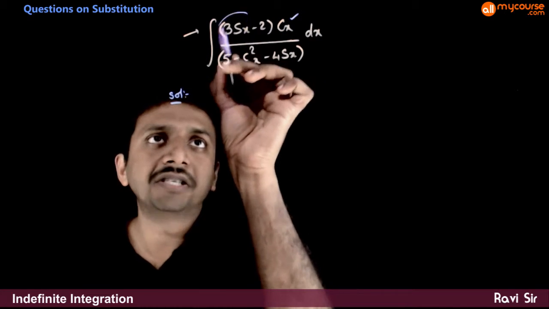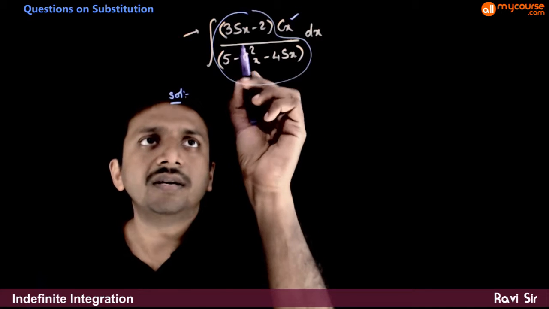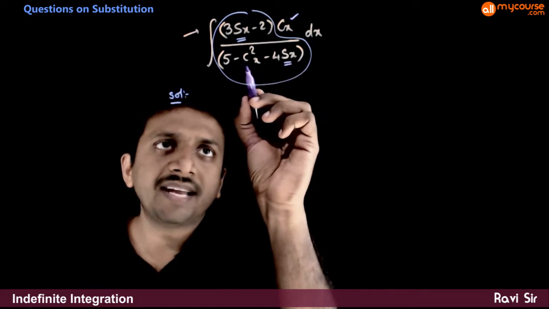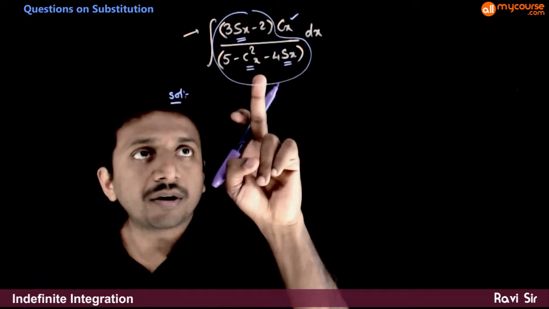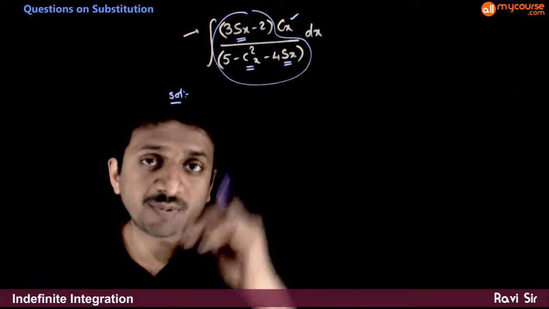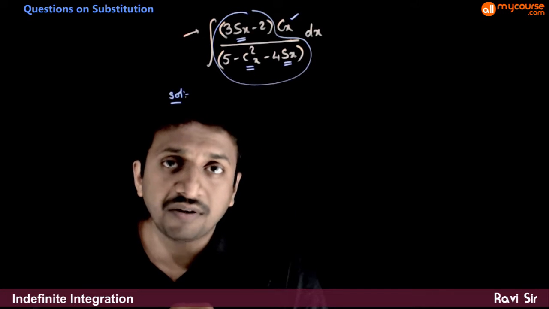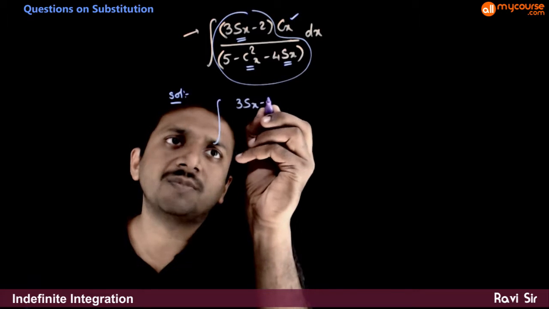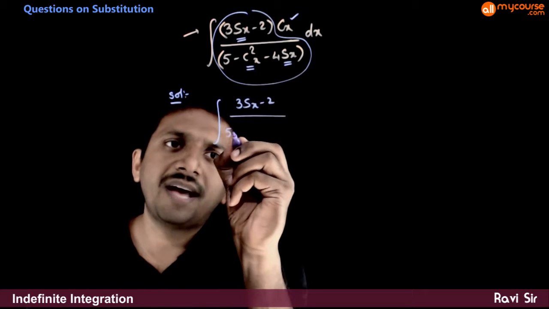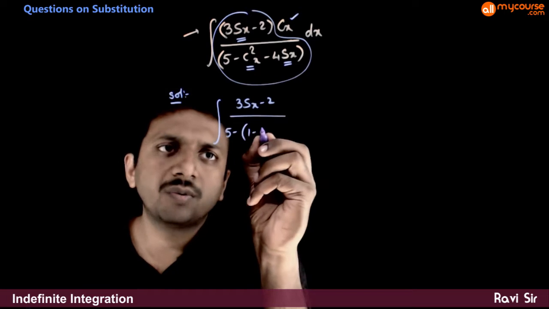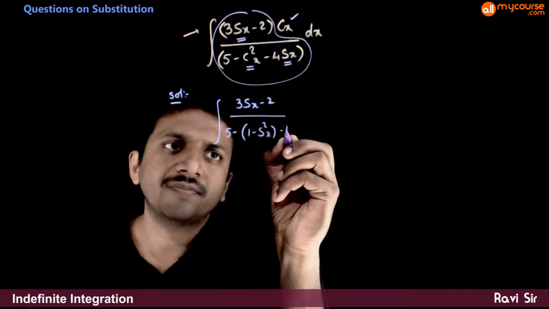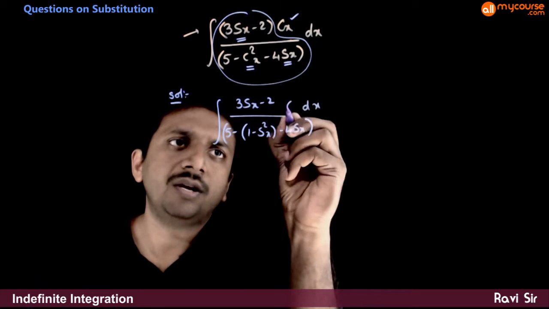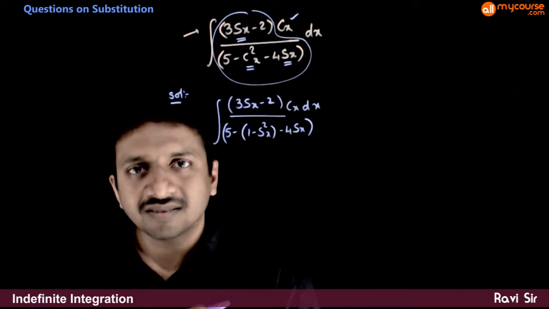So if you look at the function apart from cos x, the numerator is made up of sin x, and the denominator is made up of sin x as well as cos x. But cos square x, as we know, can be expressed in terms of sin x. So this becomes integration of 3 sin x minus 2 divided by 5 minus of cos square x, which is 1 minus sin square x, minus 4 sin x, into cos x dx.